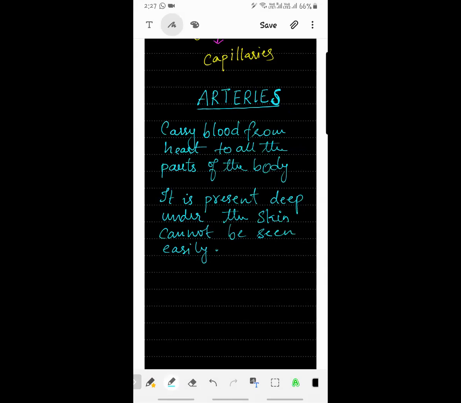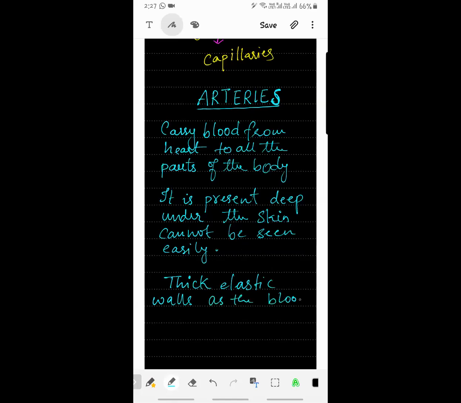Yeah, okay, we'll continue. So it is present deep under the skin and cannot be seen easily, as arteries have thick elastic walls. Yesterday I showed you all the pictures about arteries, veins and everything. Elastic wall, thick wall, how it is there.